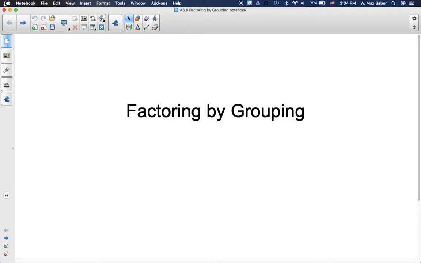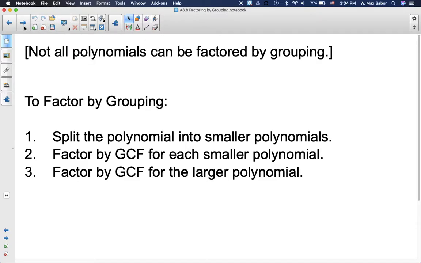Factoring by grouping. Not all polynomials can be factored by grouping, including ones that can be factored, but this is how we factor by grouping. We'll split the polynomial into smaller polynomials. This isn't any math, this is just looking at it as two smaller pieces. Then for each of those, you'll factor by greatest common factor.